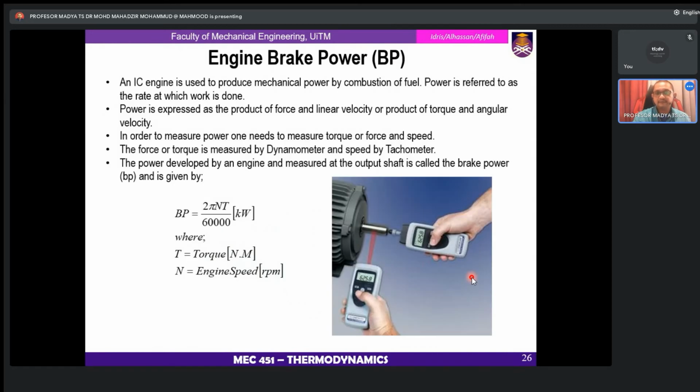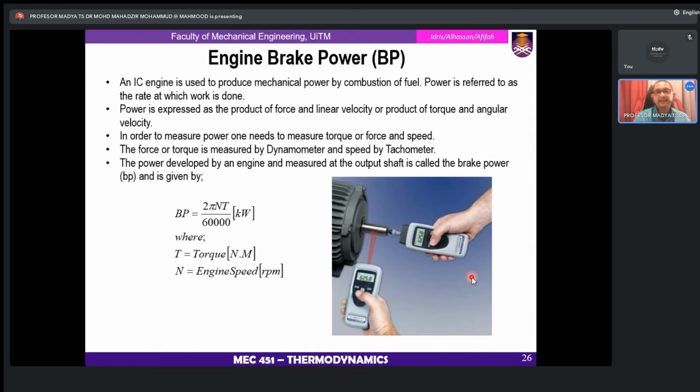Engine brake power, or designated as BP. An IC engine is used to produce mechanical power by combustion of fuel. Okay, power is referred to as the rate at which work is done.